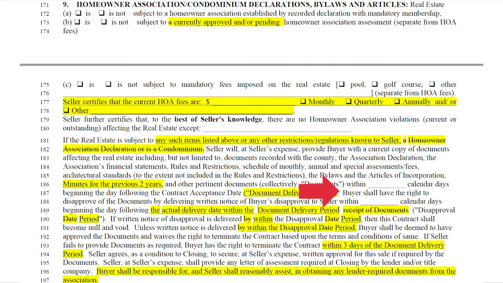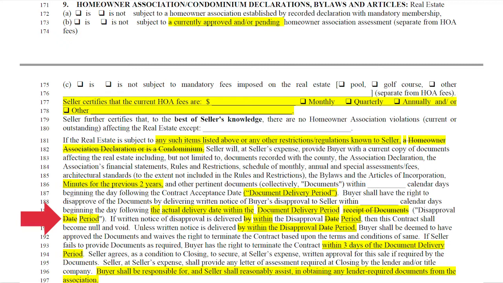Here's some more timelines for the buyer, because once they get all of this within the calendar days they're supposed to get it, they then have a certain number of calendar days to review it and reject it, right? And then the buyer can get out. Now you got to think about the time it's going to take for you to collect it, to send it, to make sure that they have sufficient time to read it and go through it and get it back to you so that you can document it and respond in writing, whether basically you're going to reject it and terminate the contract. If written notice of disapproval is delivered, then this contract shall become null and void.